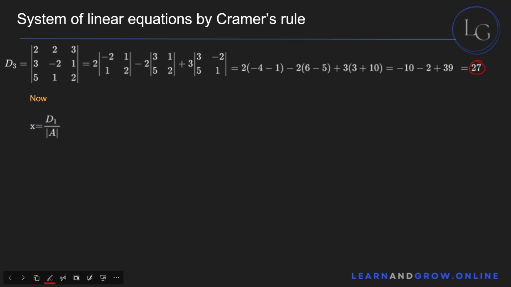Because in D1, you replaced the x column with the constants. That is why you'll do x is equal to D1 divided by the determinant of A. So you'll do 27 divided by 27 to get 1. For D2, for y, you'll do D2 divided by the determinant of A, because in D2 you replace the column of y with the constants. And so you'll do 0 divided by 27 to get 0. And similarly for z, you'll do D3 divided by the determinant of A to get 27 divided by 27 to get z is equal to 1. So that's the Cramer's rule.